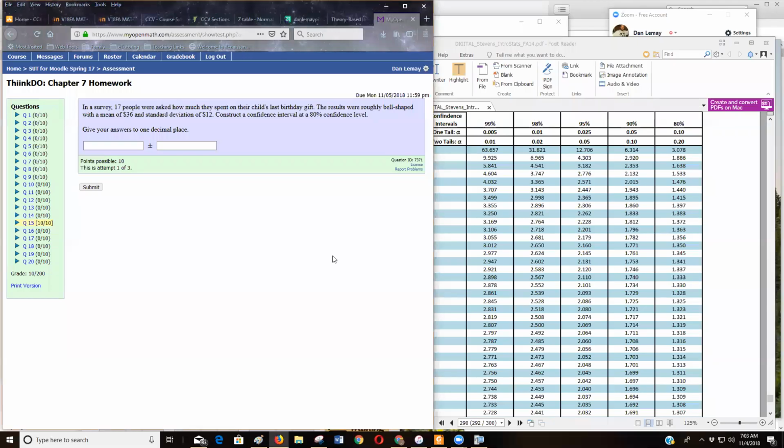Okay, so for this problem, I've got a sample. They're telling me a mean and a standard deviation, so I know this is not about proportions, this is about means. I'm trying to estimate a population mean.